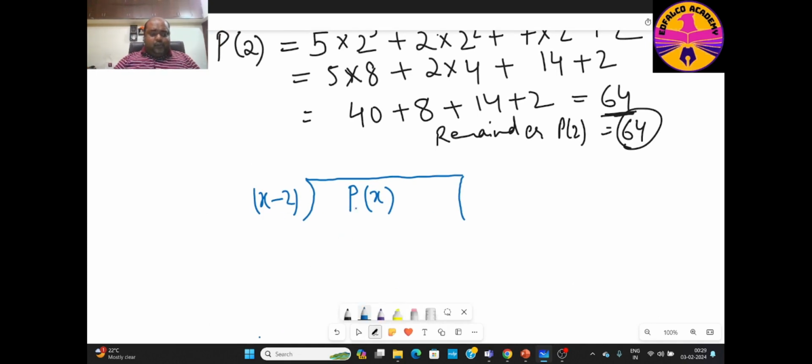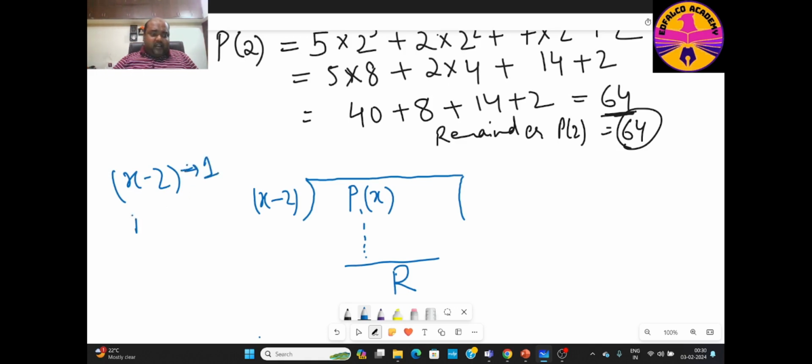Now, after we do the division, what are we going to get? We are going to get a remainder. And one more important thing here: whenever you divide with a linear polynomial, you are going to get a remainder which is constant, which is 1 degree lower than the polynomial with which you are dividing. So if you are dividing this with x minus 2, what is the degree of this? The degree is 1.